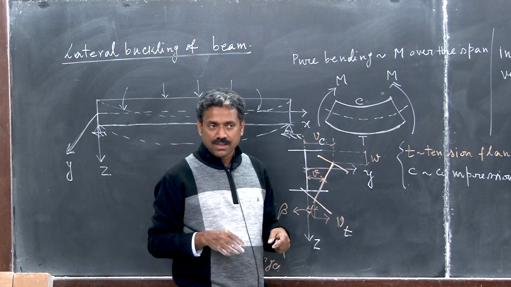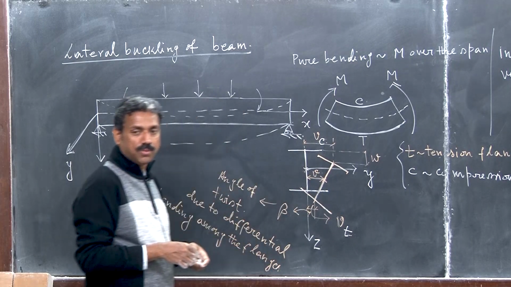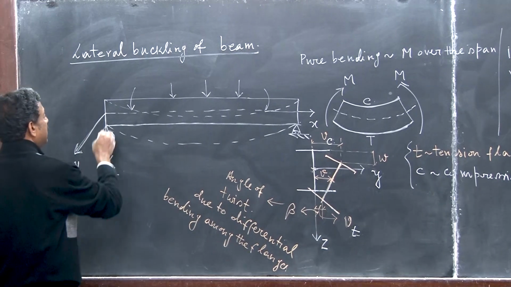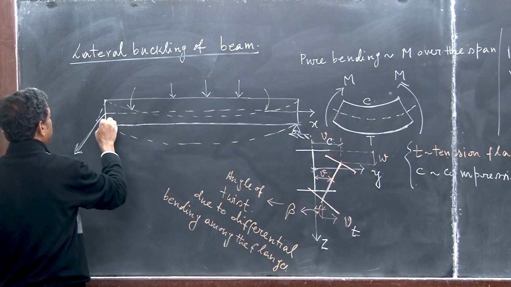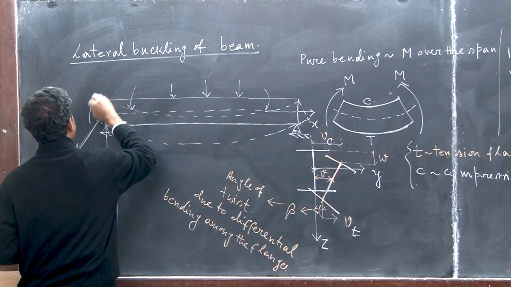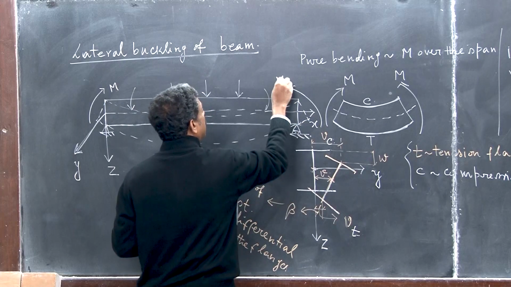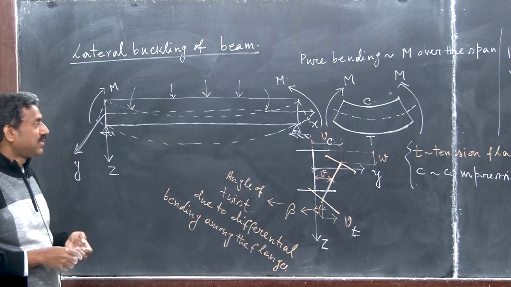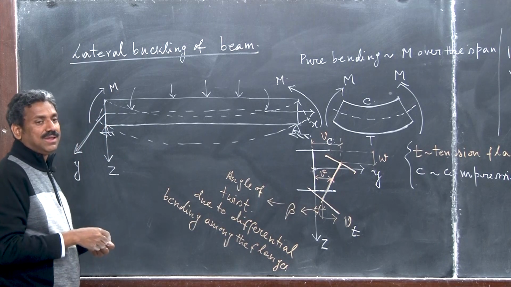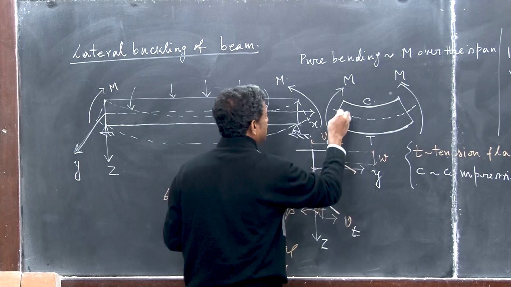Now, it is subjected to pure moment M applied at the ends, so this is M and this is M, and there is no shear force, no shear deformation. So how is M going to do work? There must be some rotation. Yes, rotation is happening. Why is rotation happening?